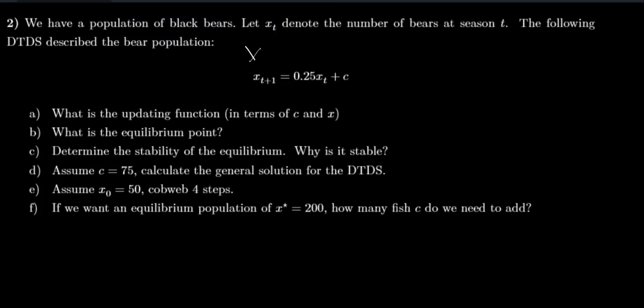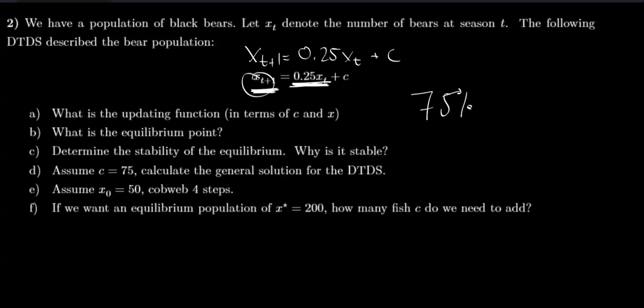And we have that basically the bears next season are going to be 0.25 times the bears this season plus some constant C. So what this actually means is pretty interesting. It means that 75% of the bears die, right? Because if you look at the bears next season, which is x_{t+1}, you only have 0.25 of the bears from last season, which means something happened to the 75% that are no longer here, right? So that's how you interpret this, is that next season there are only 25% left. That is 75% are gone. Maybe they got taken away. Maybe they died. Who knows?